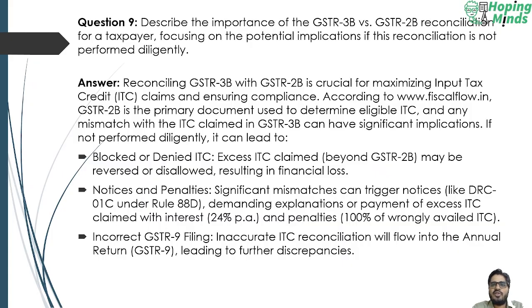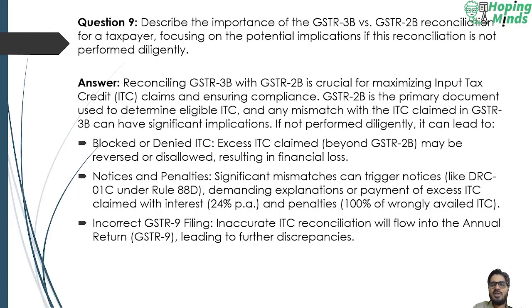Next, describe the importance of GSTR 3B versus GSTR 2B reconciliation for a taxpayer, focusing on the potential implications if this reconciliation is not performed diligently. So, reconciling GSTR 3B with GSTR 2B is crucial for maximizing input tax credit claims and ensuring compliance. GSTR 2B is the primary document used to determine the eligible input tax credit, and any mismatch with the input tax credit claimed in GSTR 3B can have significant implications.